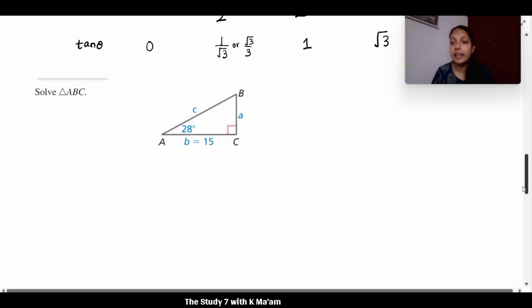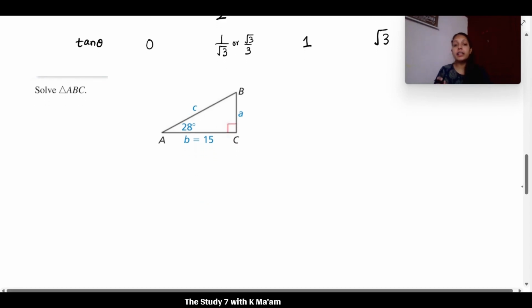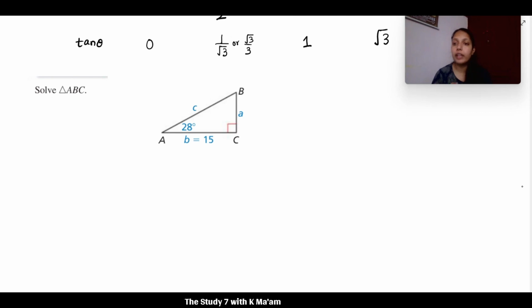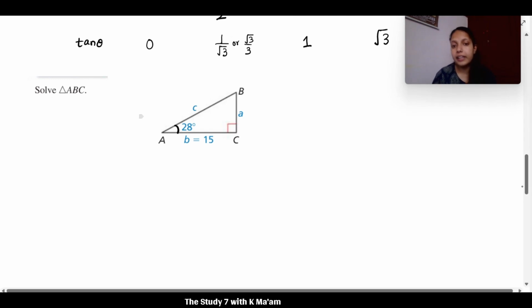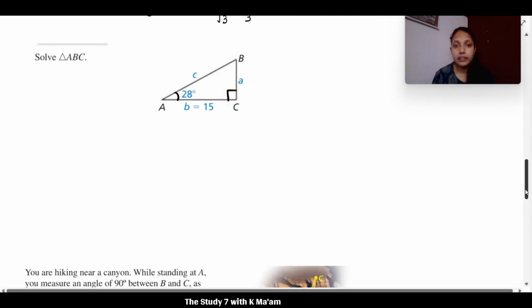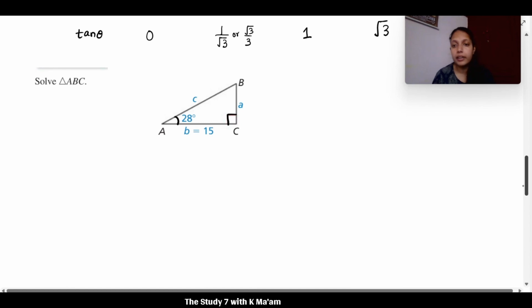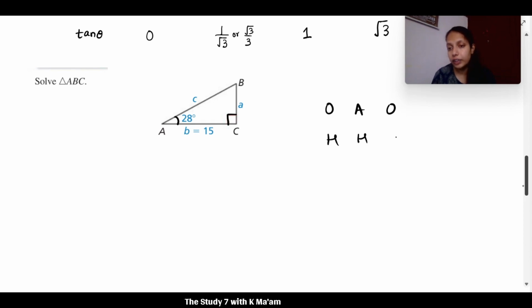Solve triangle ABC. Solve means we have to find missing things. It may be missing angles or missing sides. If they talk about the angles, find missing angles. If they say sides, find the side. Angle is given as 28 degrees. This is 90 degrees. Let's see. I'm writing the formula here. To solve this question, it's SOH CAH TOA.